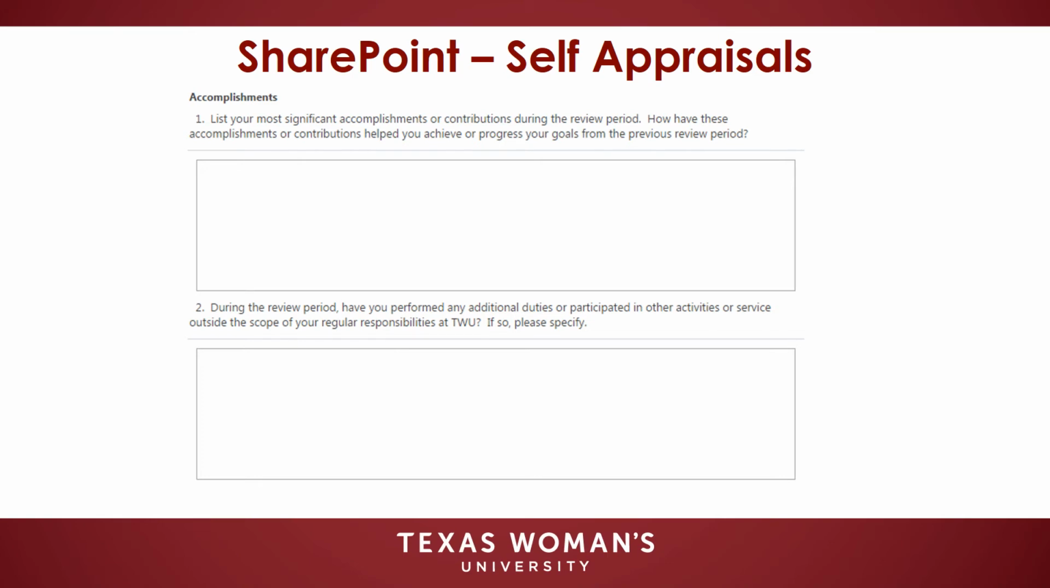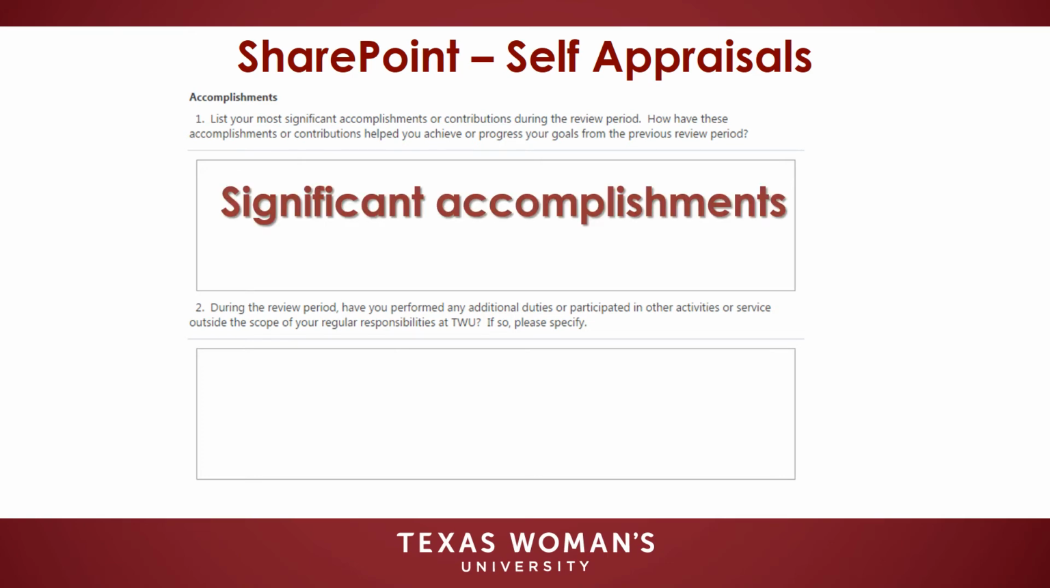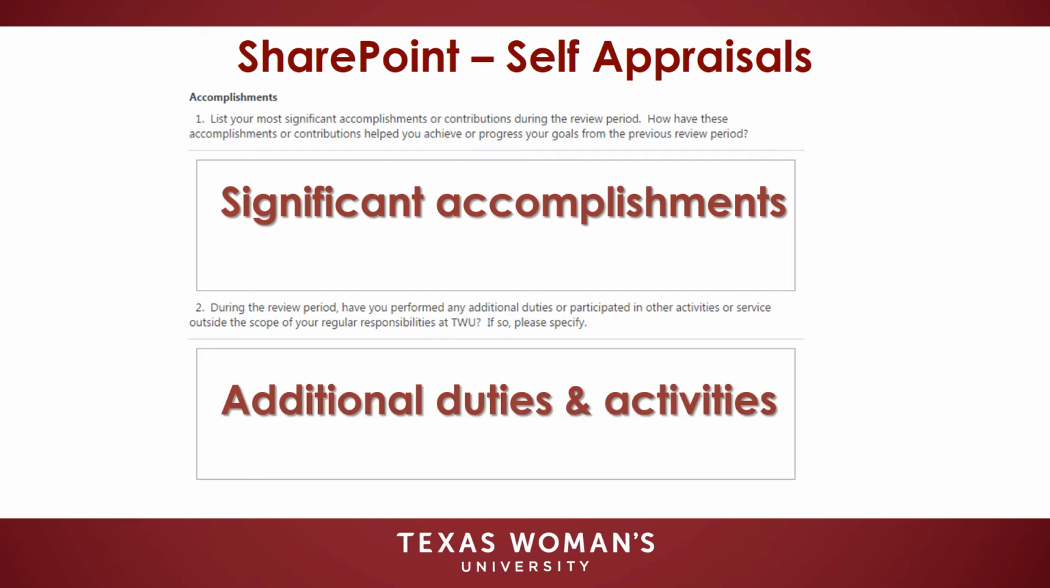For the purposes of training, we will use the questions from the classified self-appraisal for the next few slides. Although the questions are very similar, keep in mind there are some additional questions on the professional and administrative self-appraisal. This section of the self-appraisal concerns your accomplishments during the review period. The first question asks you to comment on your significant accomplishments and how they have helped you achieve your progress for your goals over the review period. Be sure to rely on your preparation and accurately note your key accomplishments as a reminder for your supervisor.